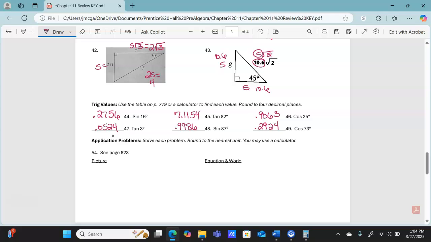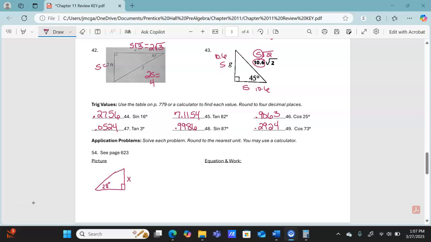And then number 54 in the chapter review. That's me flipping pages if you hear something. It says a loading ramp forms a 28-degree angle with the ground. So here's the ground, and that's 28 degrees. If the base of the ramp is 15 feet long, how high does the ramp reach?